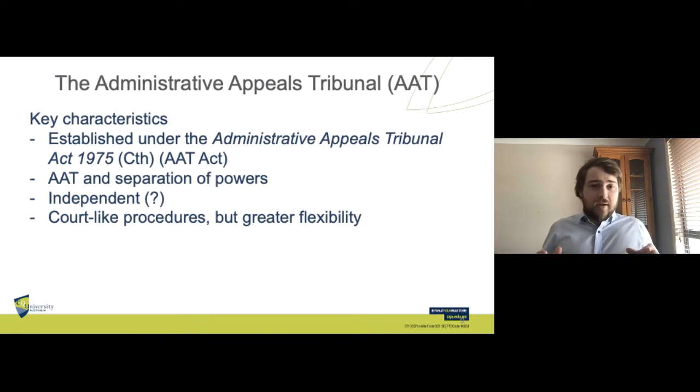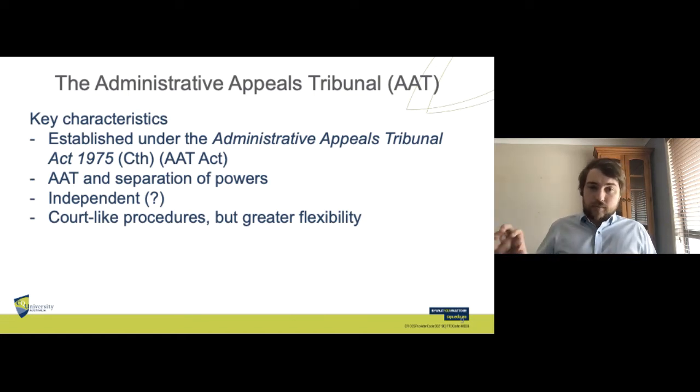Let's take a step back now and talk about the Administrative Appeals Tribunal, which is the main merits review body that we think about when we're talking about Commonwealth administrative law. So, some brief key characteristics about the AAT. It's established under the Administrative Appeals Tribunal Act of 1975. Most of the things that we're going to be talking about for the remainder of this video will be references to the AAT Act. What's interesting about the AAT is that, as I've said, it is firmly within the executive.